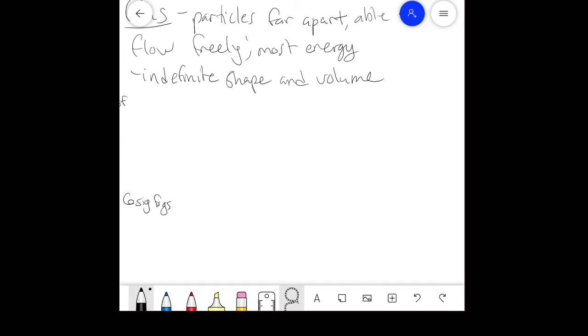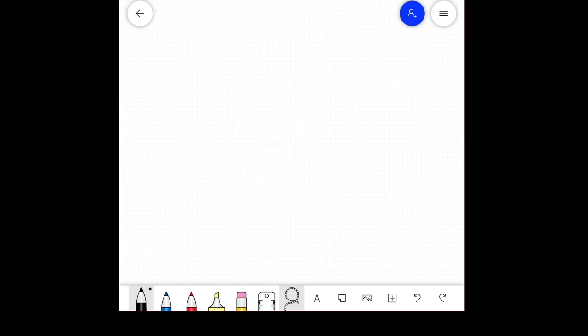And then, of course, there's plasma. You don't really need to know that. It's like lightning, high temperature, high energy. It's when electrons bounce off each other. Really big stuff. Okay, so that is the states of matter.